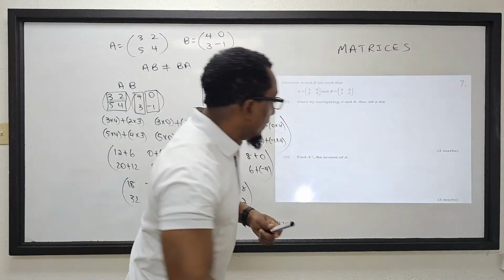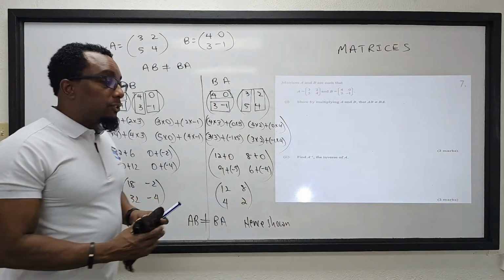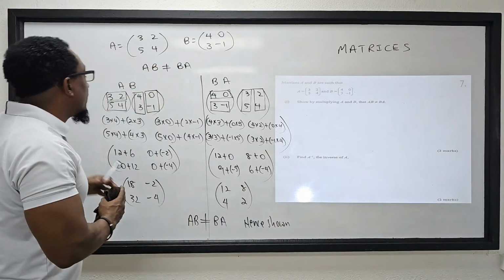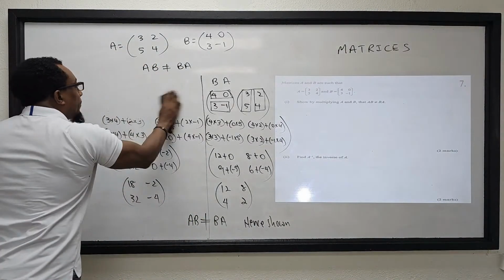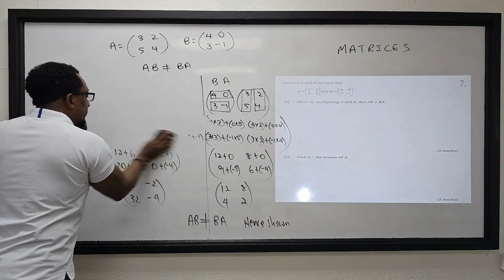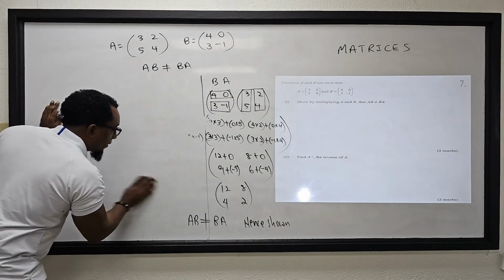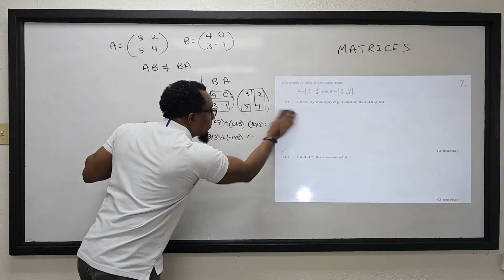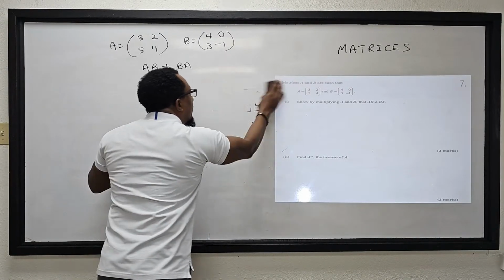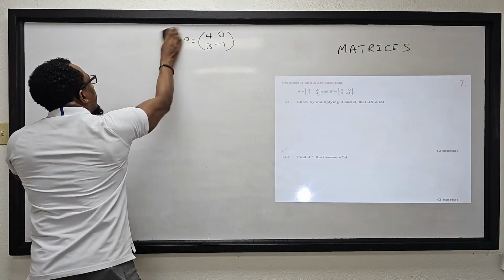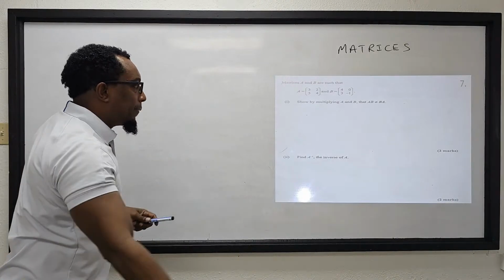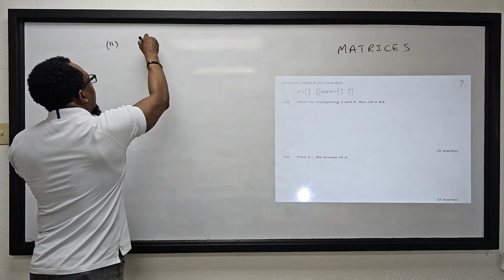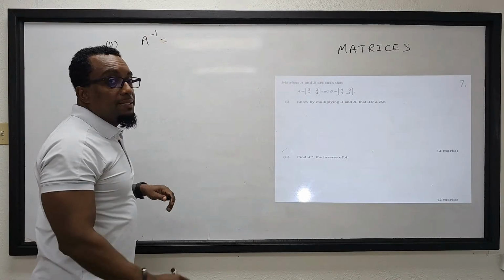Alright, now let's find something very common that you see in a matrix question. Find the inverse, A to the power of negative 1. What's the inverse of matrix A? So let's look at that. This was part 1. So part 2, they want us to find A to the power of negative 1, which represents the inverse of the matrix A.